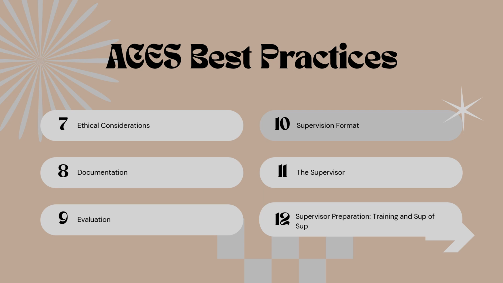Number 8, documentation. The supervisor maintains documentation that provides a system of supervisor accountability. Number 9, evaluation. The supervisor understands that evaluation is a fundamental part of supervision and accepts their responsibilities related to evaluation. They clearly communicate the evaluation plan to the supervisee, and the supervisor encourages ongoing supervisee self-evaluation, as well as takes appropriate steps to remediate when necessary.